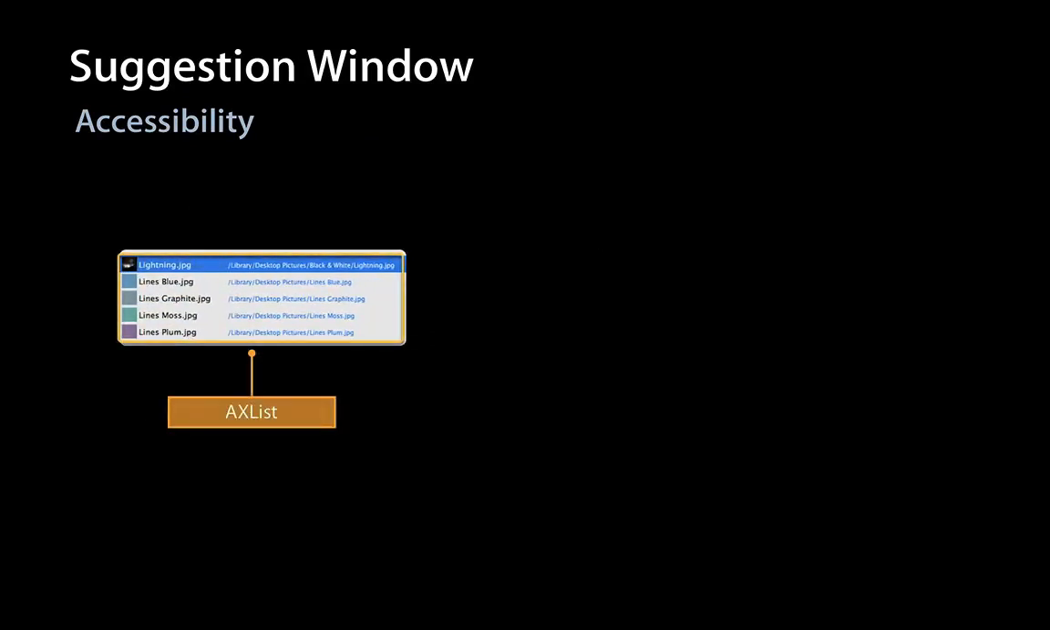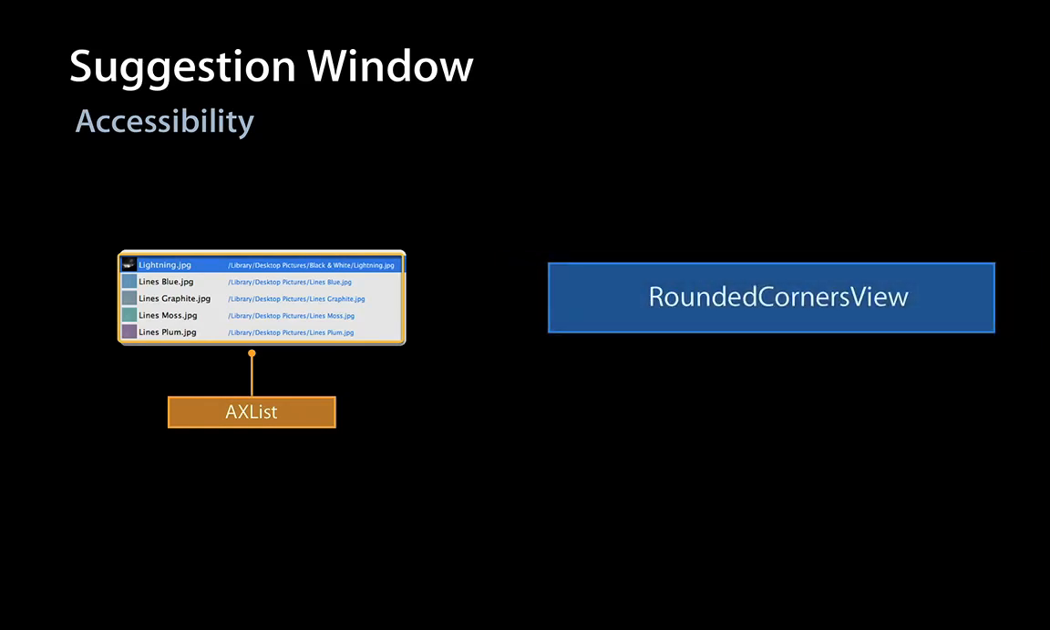Now we have a whole bunch of items on here. We need to report to accessibility that this is an AX list. And we actually handle this in the rounded corners view. It's an NSView subclass that draws our nice rounded corners in our content for our suggestions window. But it will also report for us that it contains a list of items to accessibility. There's not a lot of code there. It's in the sample code.